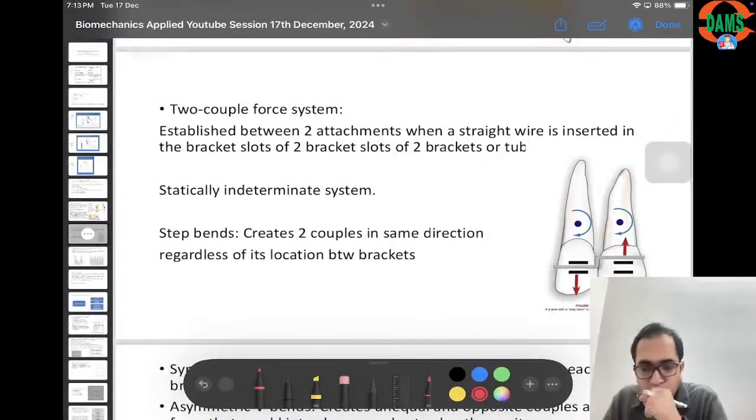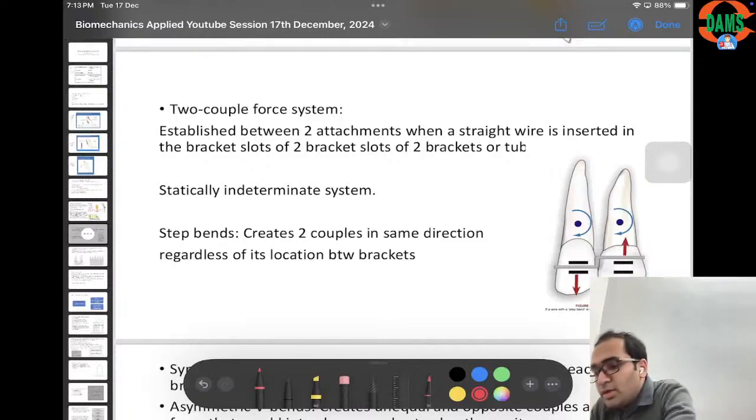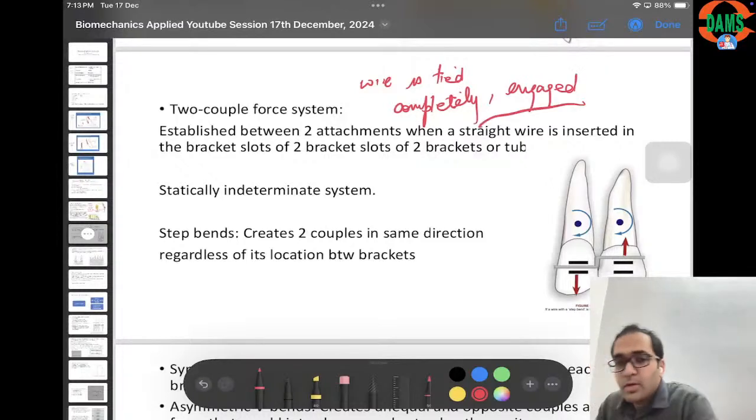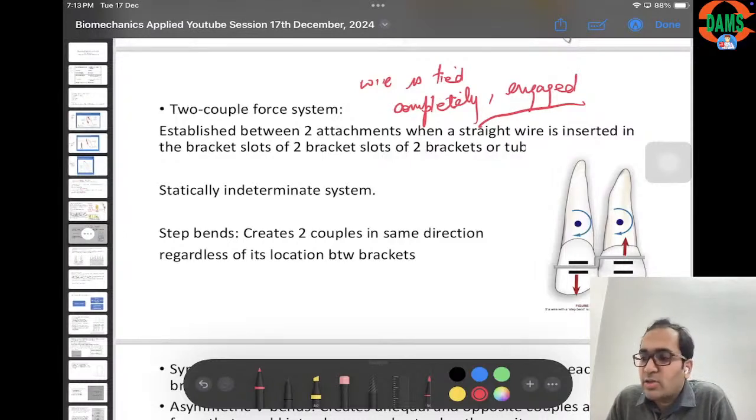So next comes a two couples force system. As I told you, it's very easy to describe. When we insert or tie the wire completely, or engaged, these are the words which are used, into the bracket slots of two brackets or a bracket slot or a tube. So it's a two couple or an indeterminate force system, also known as a statically indeterminate system.